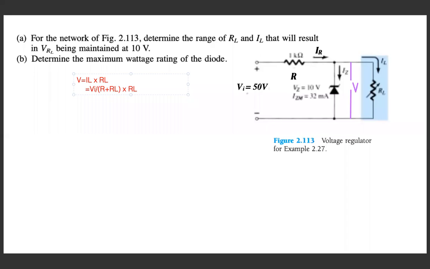Now to find out the minimum value, you simply put VZ instead of V, equal to VI times RL minimum divided by R plus RL minimum. Now I am rearranging this.